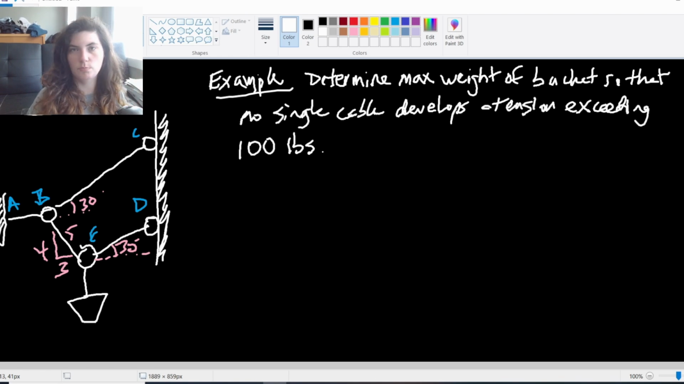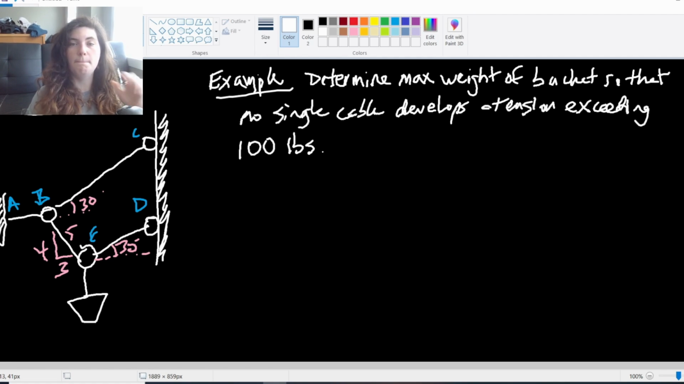We're going to have to draw multiple free body diagrams, but this is something that you might encounter in real life, where we want to determine the maximum weight that we can put in a bucket in this system so that no single cable exceeds 100 pounds of force. So if we're given in real life a rope and we say if we put any more than 100 pounds of force on this rope, it's going to break. That's the scenario that we're looking at.